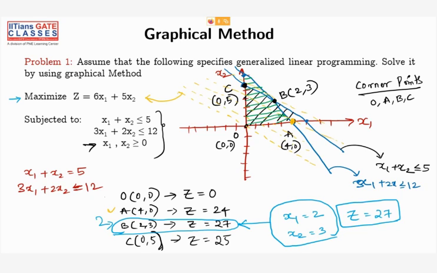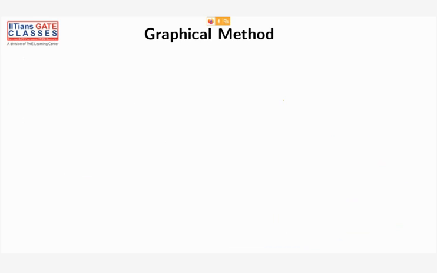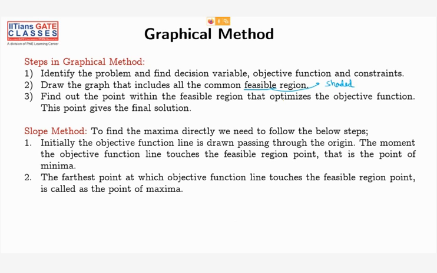You take the line of your objective function and move towards the shaded area region. As you move towards it, wherever the line meets the farthest point of the shaded area region, that point will be your solution. That is what this slope method is. If you read the sentences, you understand. To find maxima directly, we need to follow below steps.